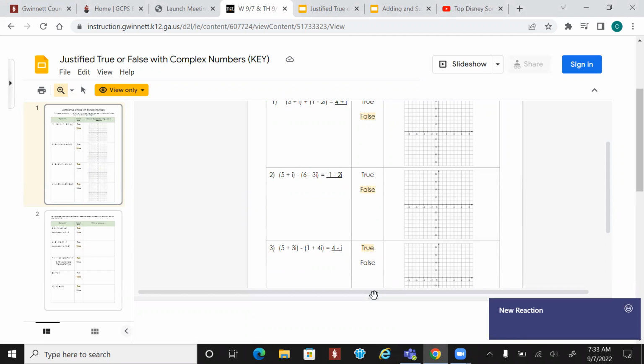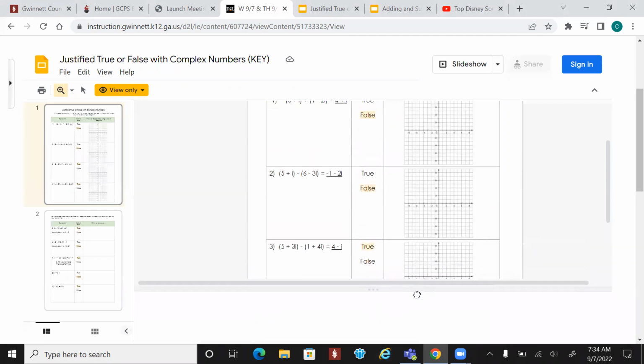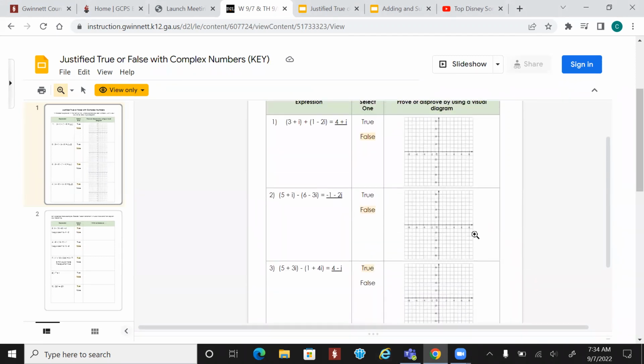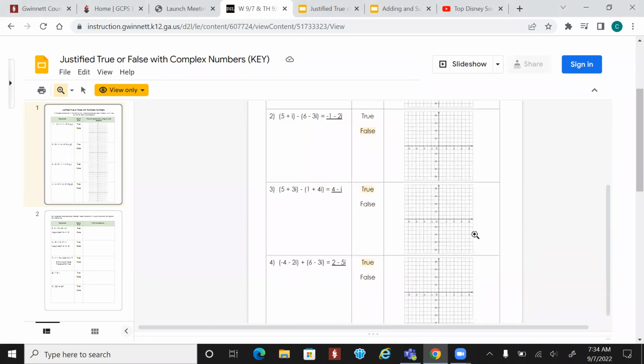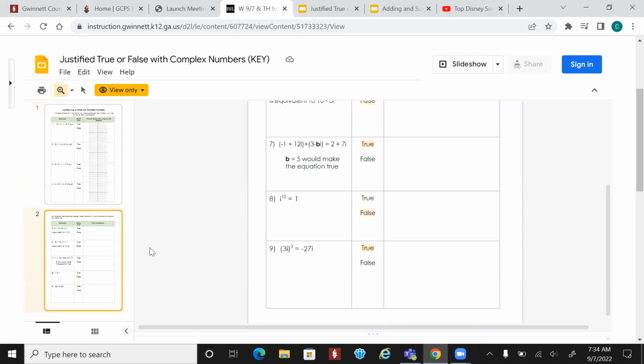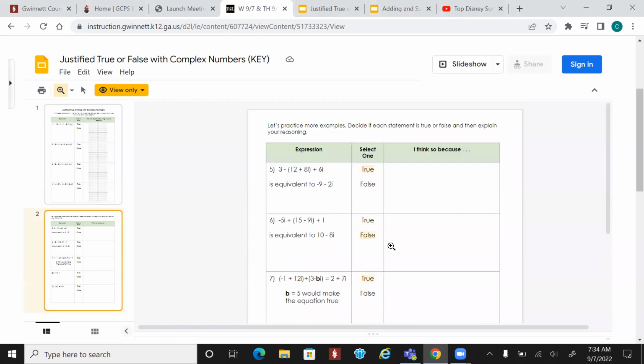Okay, number 2, I got false. Okay, number 3, I got true. And number 4, I got true. False, true, true. Okay. All right, I'm going to go ahead and give you answers to 5 and 6 and 7. 5 and 6, right? I thought it was 4.